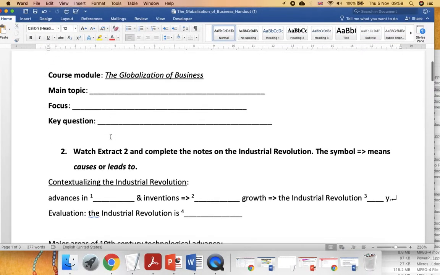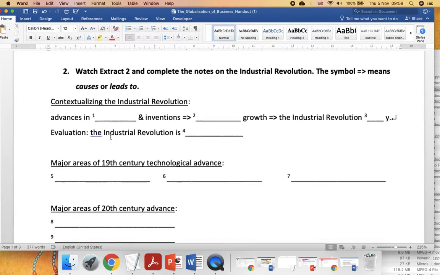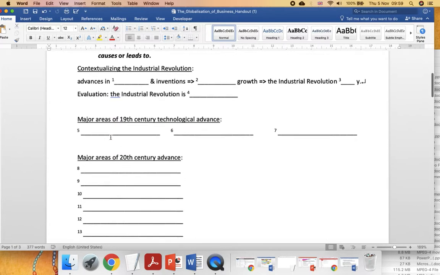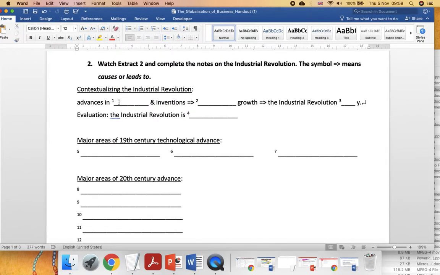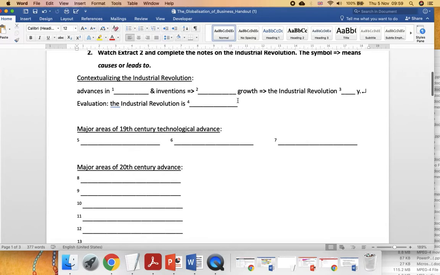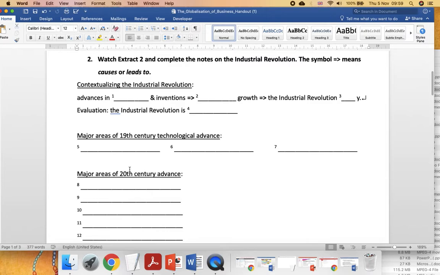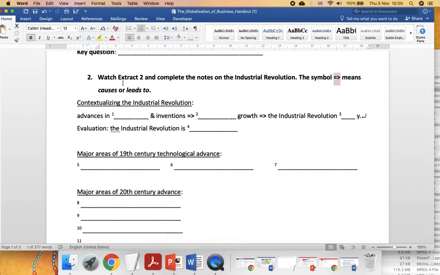Next one. Now we're watching extract 2, and these are some notes. You just need to complete these notes. I started them and you need to complete them. Look at the use of this symbol, which is very useful. It means causes or leads to. So pause the tutorial, watch extract 2, complete the notes. Start.